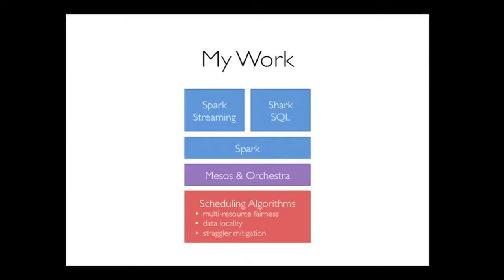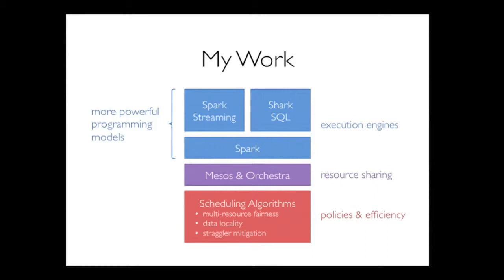So this is kind of a picture of the systems and algorithms I worked on. At the top, we have Spark and Spark Streaming, which are parallel execution engines that target different kinds of workloads. In the middle, we have Mesos and Orchestra, which are two resource-sharing systems about sharing the cluster among diverse data center applications. And at the bottom, I've worked on a number of scheduling algorithms that I've applied both in these systems that we built and in existing systems like Hadoop MapReduce.